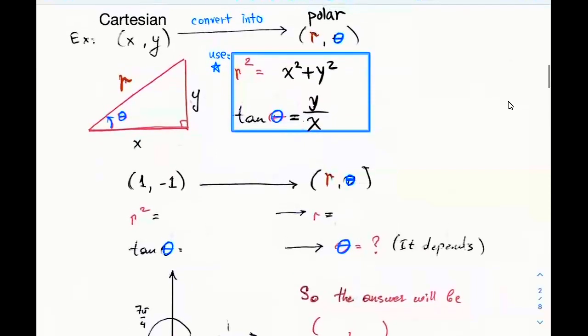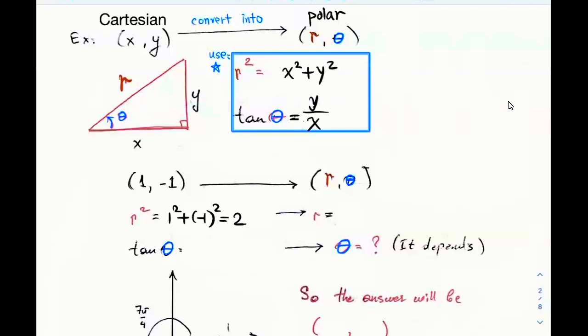Over here we have a Cartesian coordinate for a point. We try to find the polar coordinate of that point. Let's try to figure out the r. R squared is equal to what? Equal to 2, right? Yeah, you got it. So 1 squared plus -1 squared, which is equal to 2.